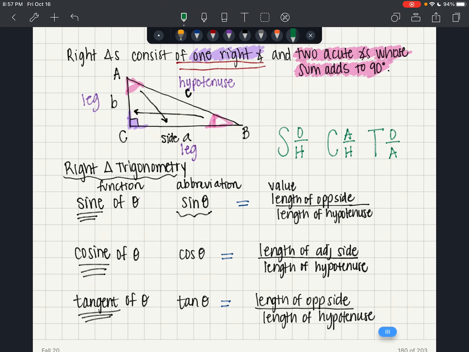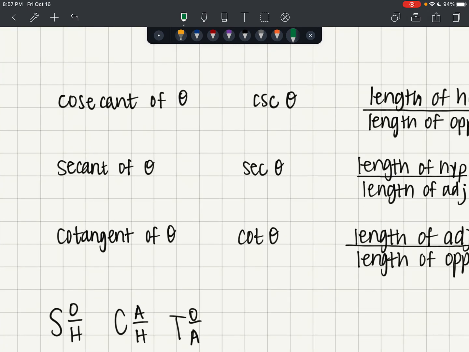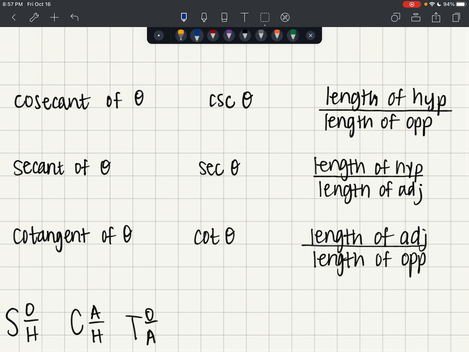Now there's 3 more trigonometric functions, and they are the cosecant of theta, the secant of theta, and the cotangent of theta. Now the shortcut for cosecant is CSC theta, and that function is equal to the length of the hypotenuse over the length of the opposite side.